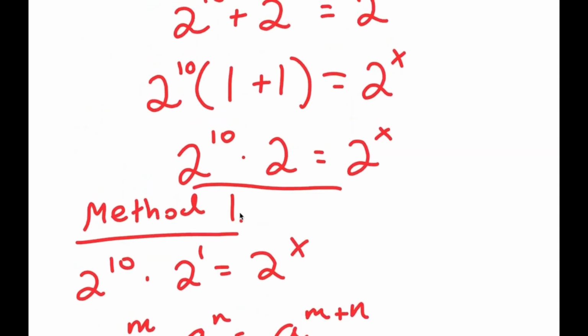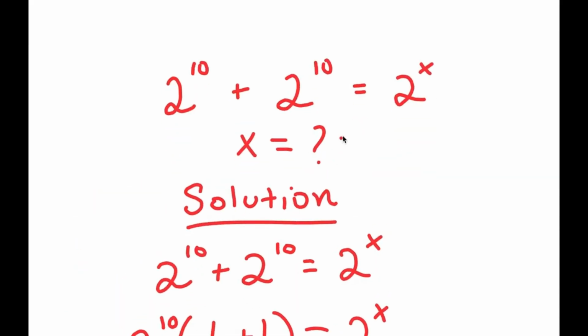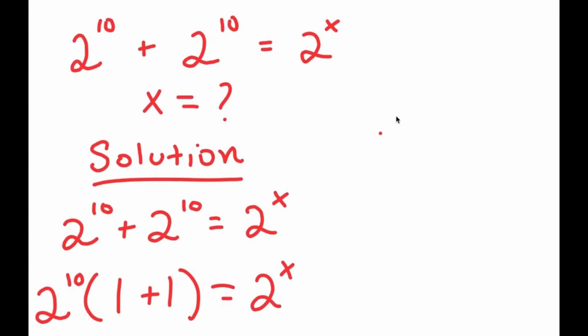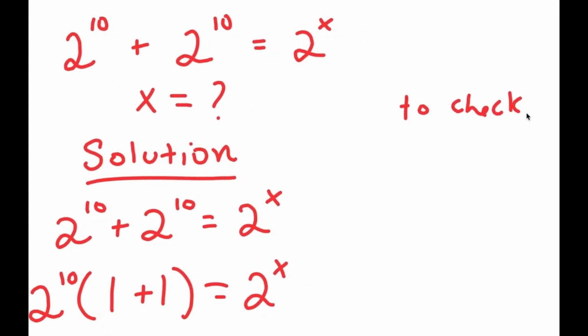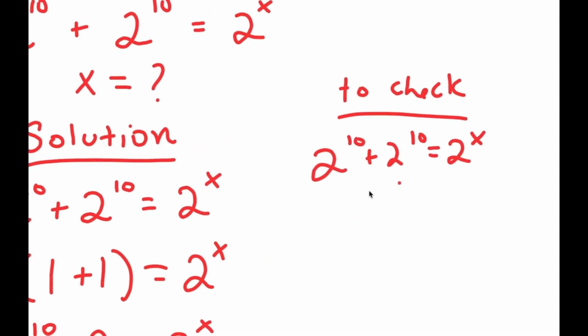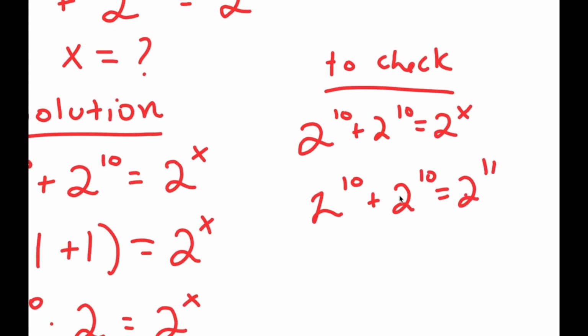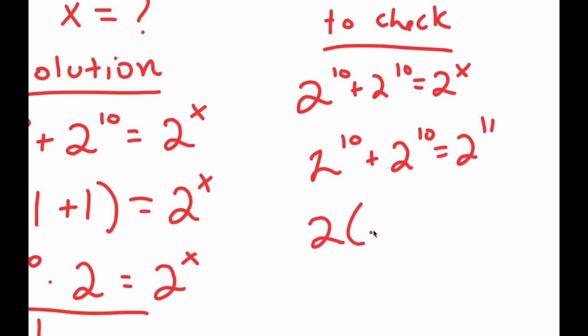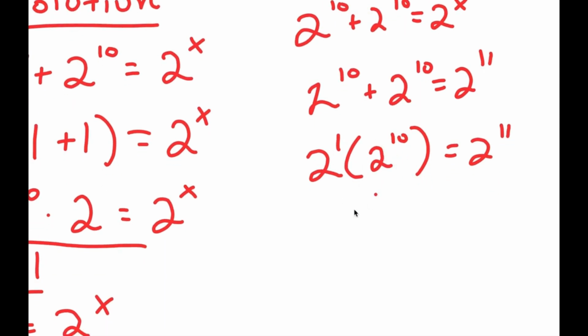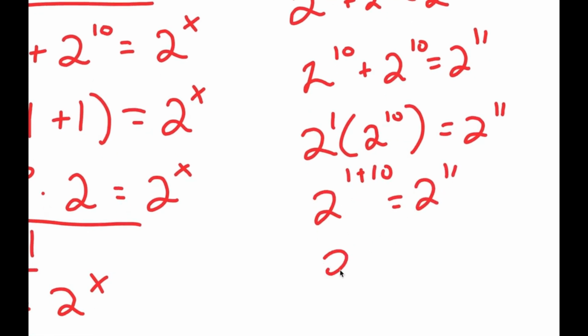And now the final step that we have to do, and we always have to do this in every equation, is to check our answer. So our equation was 2 to the power of 10 plus 2 to the power of 10 is equal to 2 to the power of x. We got x equals 11, so I get 2 to the power of 10 plus 2 to the power of 10 is equal to 2 to the power of 11. 2 to the power of 10 plus 2 to the power of 10 is the same thing as 2 times 2 to the power of 10. And 2 to the power of 1 times 2 to the power of 10 is the same thing as 2 to the power of 1 plus 10, which is equal to 2 to the power of 11.